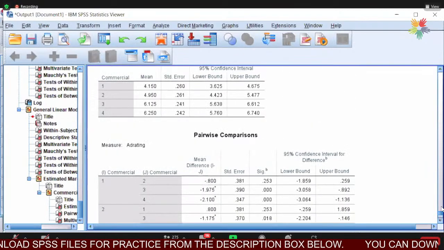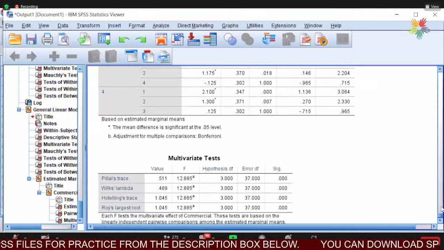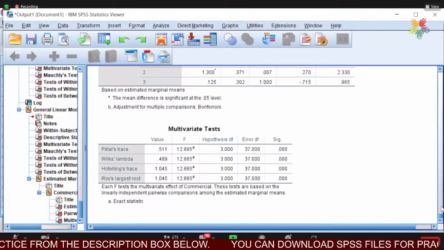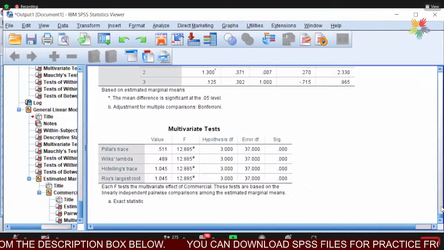So we have compared the means and we could see where there is a difference. So overall there is a difference. So this is overall.